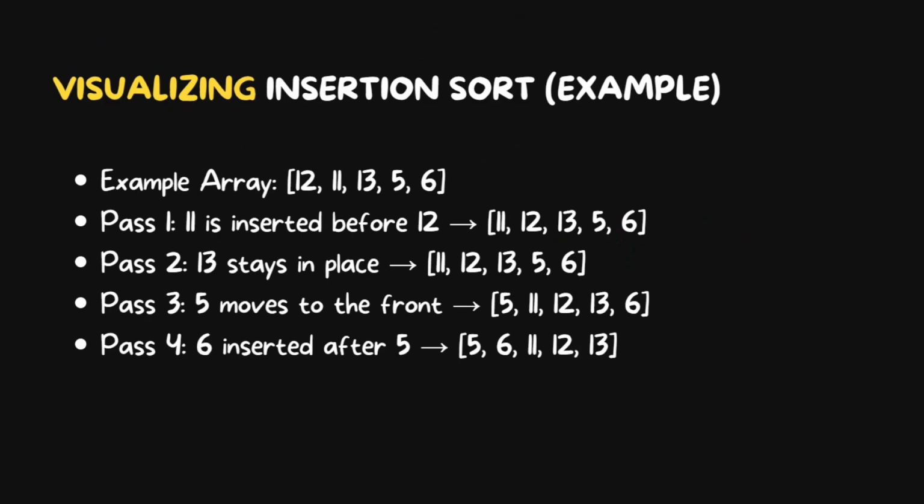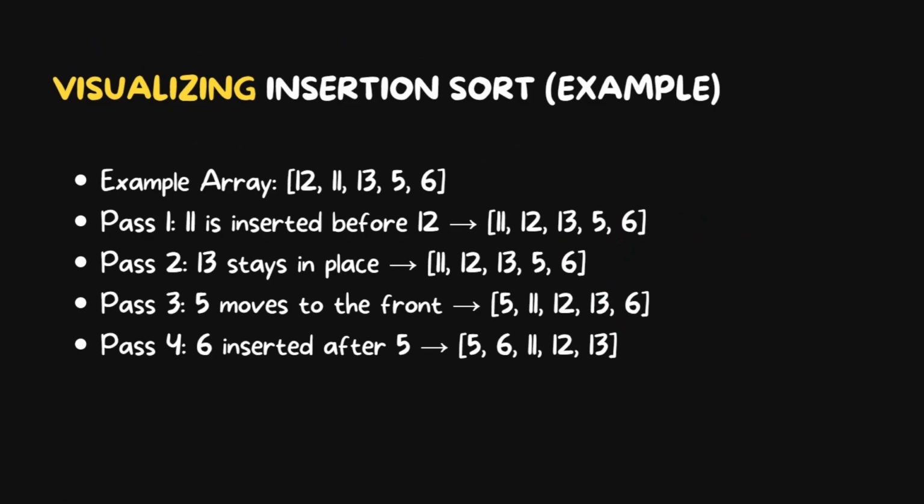In pass three, we compare 5 with 13, 12 and 11. We shift elements and place 5. While comparing with 11, 12 and 13, 5 is smaller, so we place 5 in the first position. In pass four, we compare 6 with the previous elements and insert 6 in the second position, since 6 is smaller than 11, 12 and 13.